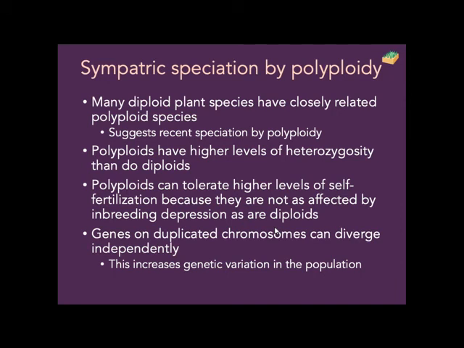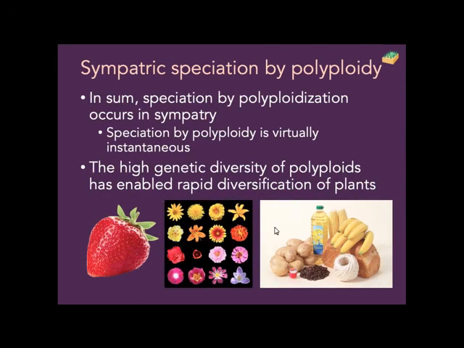If you have chromosomes that have been duplicated, so you get extra copies of chromosomes, then you have some advantages. If you have 2 sets of chromosomes and you get a mutation in one set, you can just keep going. You still got the other set. And so this allows these duplicated chromosomes to diverge independently and increases genetic variation in the population. So speciation by polyploidization does happen. You can get instant speciation. And this really high genetic diversity of polyploids has allowed rapid diversification of plants.